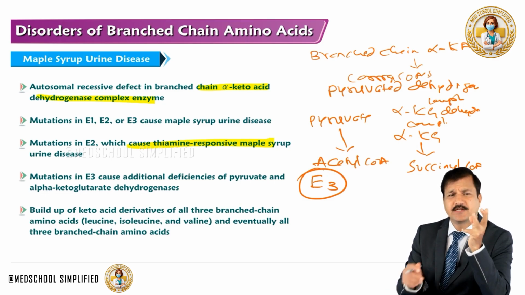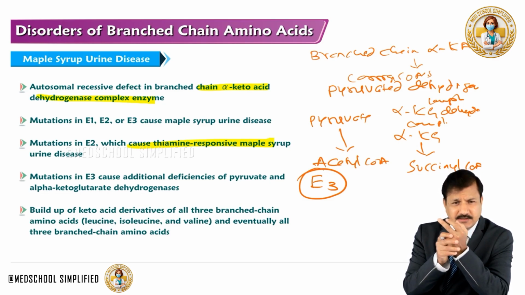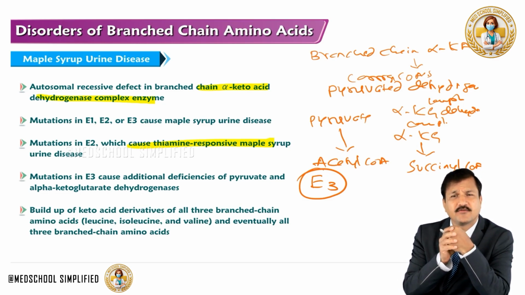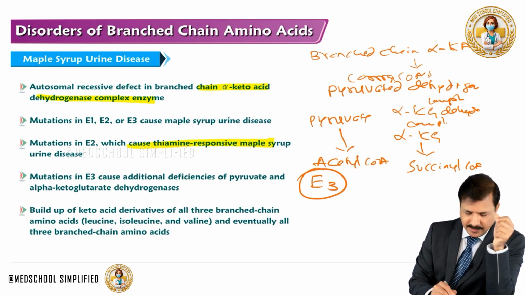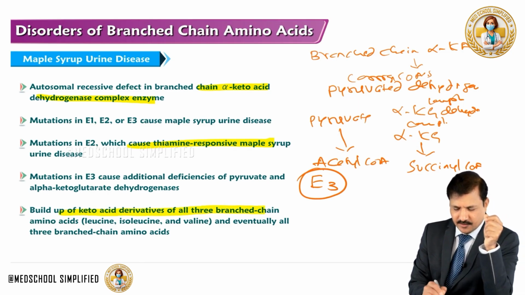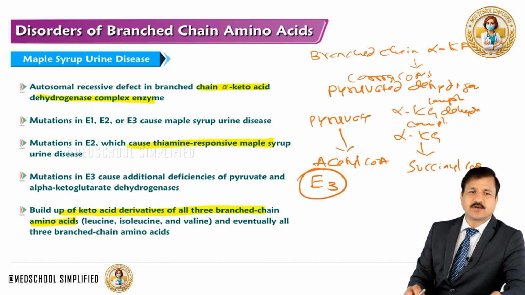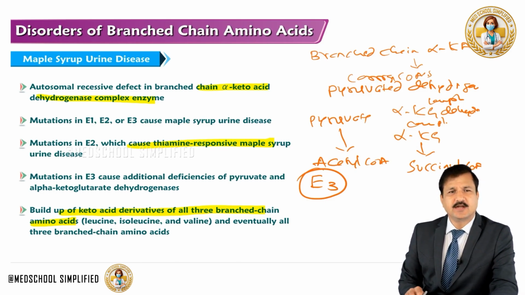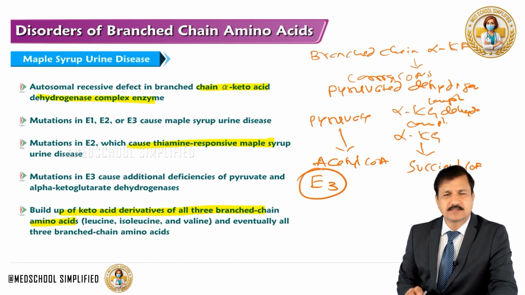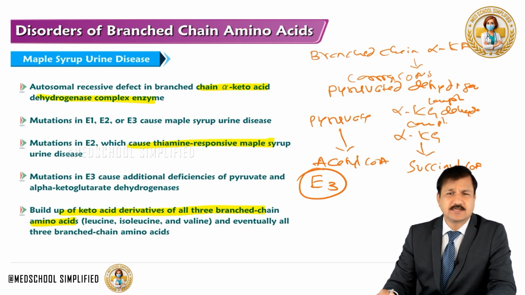That is why there will be elevation of alpha-ketoacids of branched chain amino acids, there is elevation of pyruvate, and also there is elevation of alpha-ketoglutarate. So that is why I have written here, there will be buildup of alpha-keto derivatives of all three branched chain amino acids and also other keto acids. So overall, in maple syrup urine disease, whether it is the E1, E2 or E3 subunit that is defective, there will be elevation of all three branched chain amino acids' keto acid derivatives.